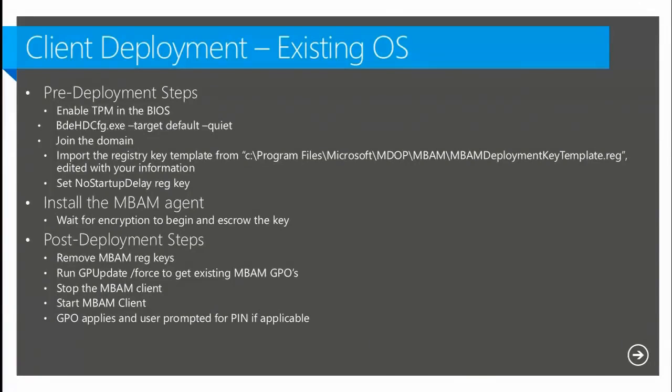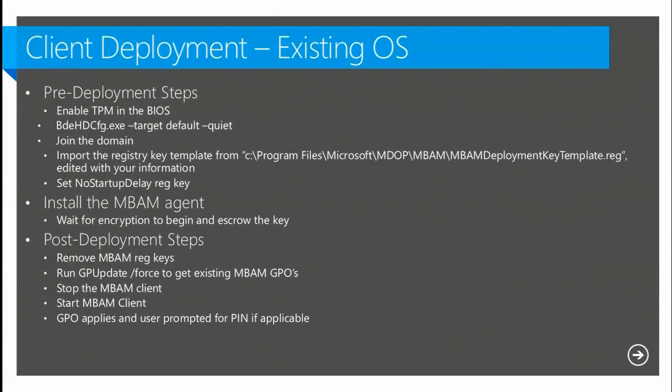All right, and then talking about the existing OS. Yeah, existing OS is kind of the same deal. We won't really walk through this one, but bottom line is if you already have BitLocker deployed, you can follow these steps, and you can review this in the slide deck afterwards on how you can actually deploy MBAM and have it escrow keys for existing machines that may or may not have BitLocker enabled.